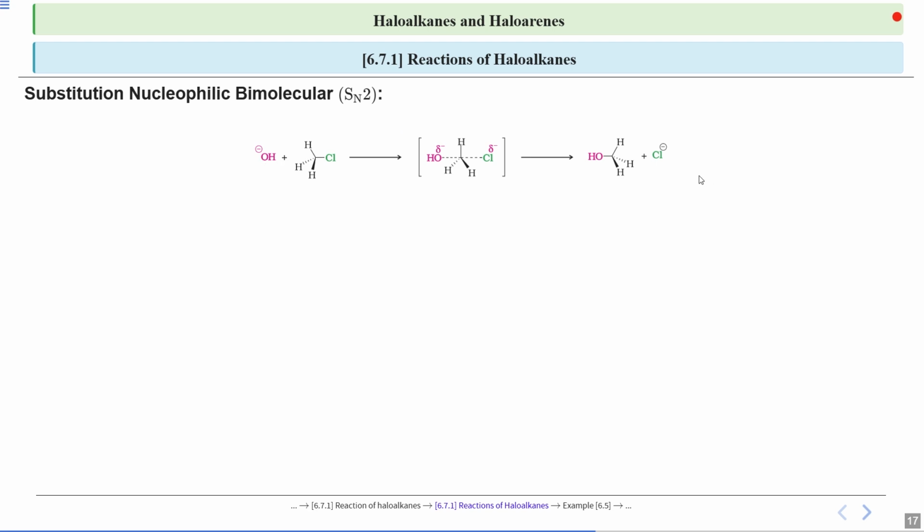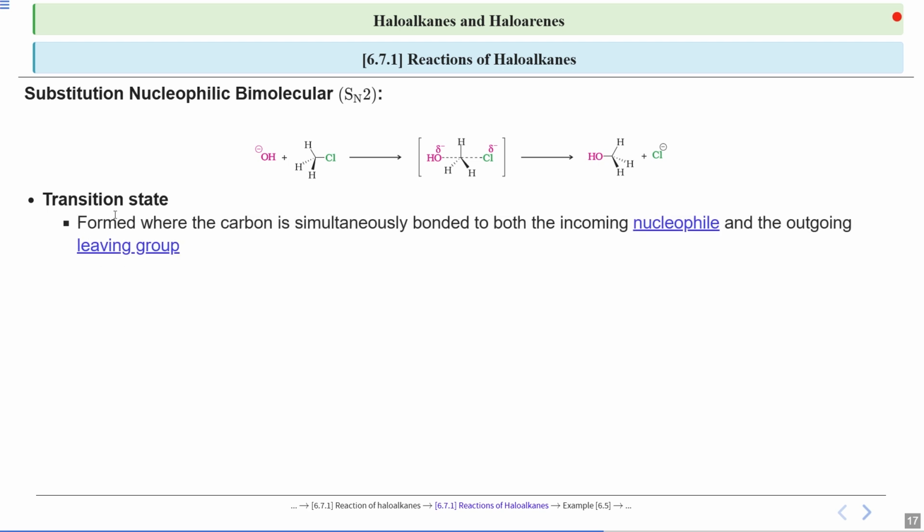So this is the reaction for SN2 as we have seen. Let's talk about the transition state, the state which we have enclosed in the square bracket. This transition state is formed where the carbon is simultaneously bonded to both the incoming nucleophile, which is here the hydroxyl group, and the outgoing leaving group, which is here the chloride ion. So the carbon is bonded with both.